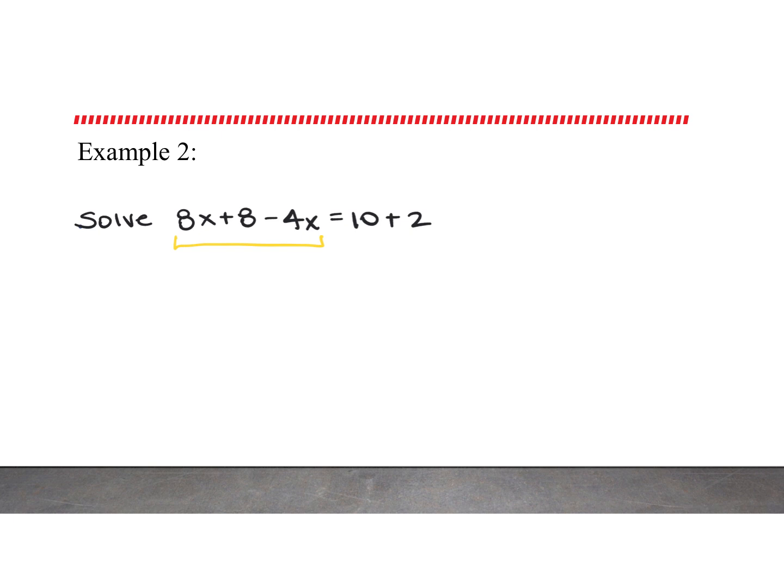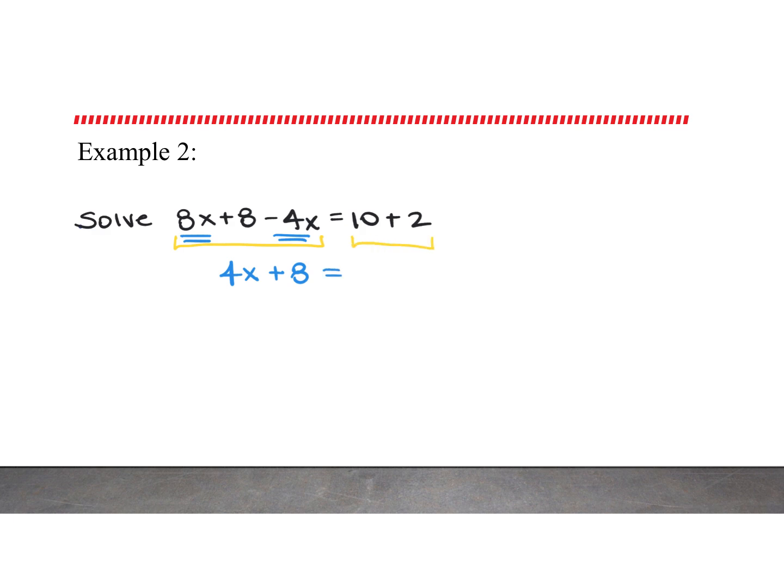So over on the left, we have this 8x and a minus 4x. And because they're on the same side, we're going to put those together. So 8x minus 4x gives us 4x. And then we're just going to bring down that plus 8. There's nothing else that we can combine here on the left-hand side. So let's look at the right.